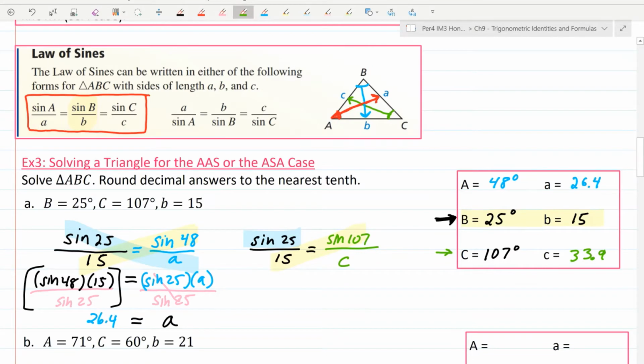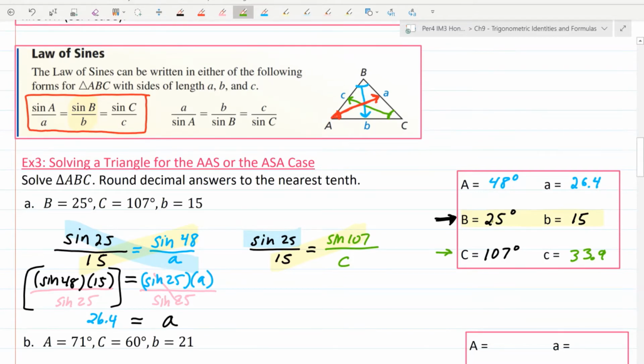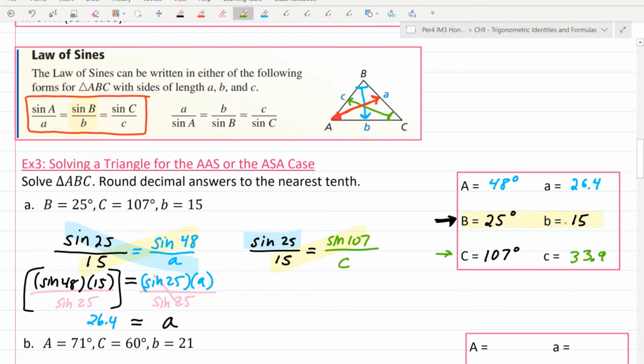It's always good to check that the biggest angle has the longest side across from it, and the smallest angle has the shortest side across from it. If that's not the case, then something's wrong in the problem that you did, because it should always go that way. Longest side across from the biggest angle, shortest side across from the smallest angle.